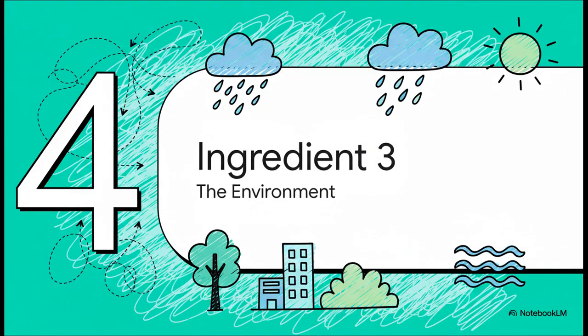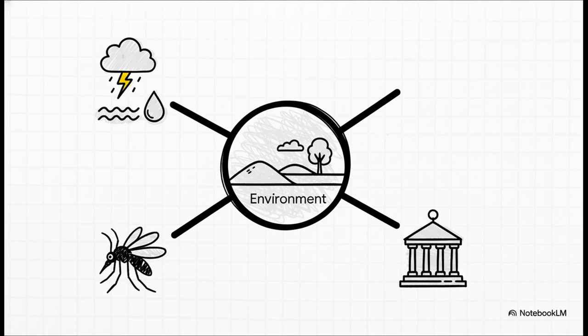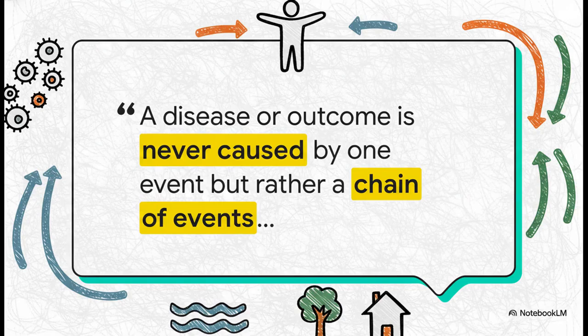All right, we have our agent and we have our host. The final piece of the puzzle, the third ingredient, is the environment. This is the stage. It's the world where the agent and the host actually come into contact. And you can see how the world around us plays a huge part in this. There are physical factors, like the climate or the quality of our water. There are biological factors, like whether there are mosquitoes around to carry an agent from one person to another. And crucially, there are social factors. Things like our economic systems and our political structures that can make it either easier or harder for a disease to spread. And this quote just sums it all up perfectly.